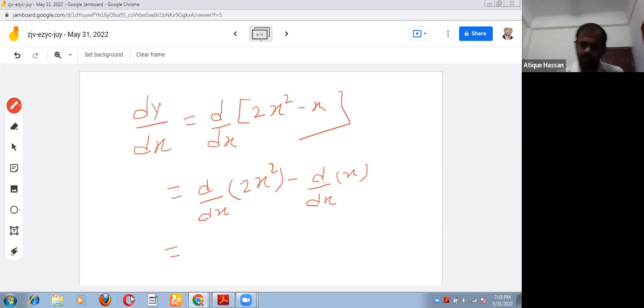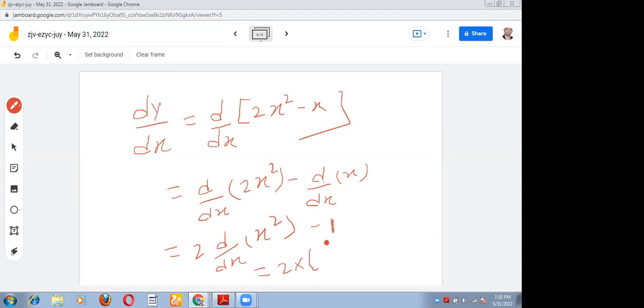In that way, learning is better. So here we can go through d by dx of 2x square. 2 will come out because 2 is a constant. d by dx of x square, minus dx by dx, which is always 1. If we have the same quantity, like dx by dx, it is always 1. So here it will be 2 into the differentiation of x square. You know differentiation, both of you?